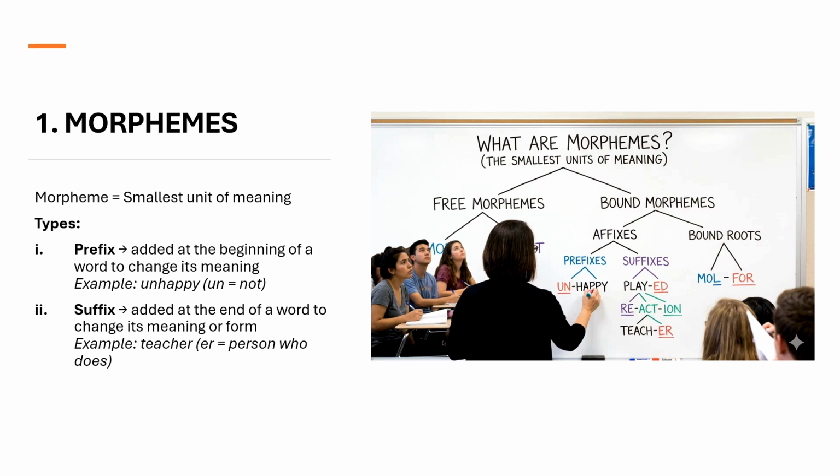A prefix is added at the beginning of a word to change its meaning. For example, unhappy. Un means not, so it changes the meaning to not happy. A suffix is added at the end of a word. For example, teacher. Er at the end shows a person who performs an action. So morphemes help us understand how words are formed and how their meaning changes.